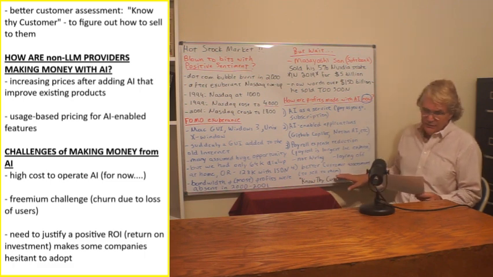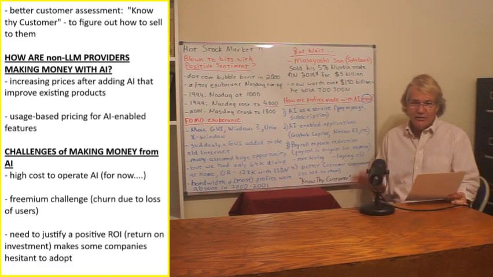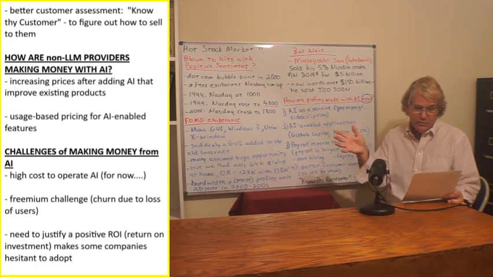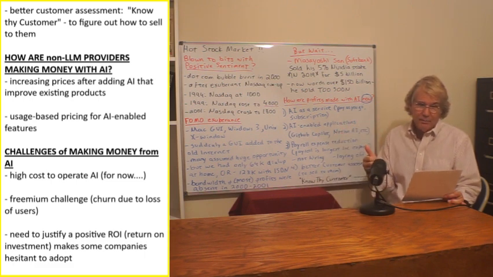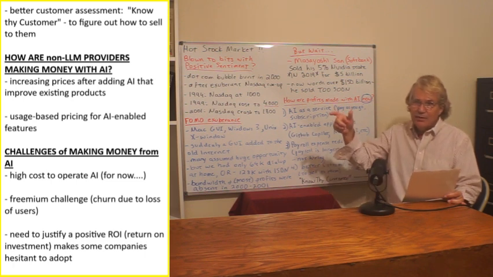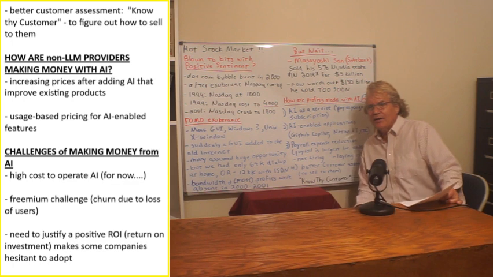Okay, so I couldn't fit everything on the board. What are some of the challenges making money from AI? Okay, the first thing, and this is going to open the door to opportunities: high cost to operate artificial intelligence. There's the challenge of the freemium model, getting people to upgrade to pay for use. And then there's a need to justify an ROI on all the expense.